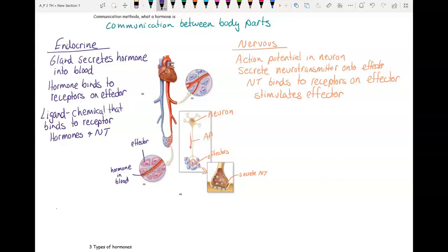Now let's look at differences between endocrine and nervous. Nervous is very fast. We're talking a fraction of a second. It's also very precise. The neuron goes to the effector cells, so only the effector receives the neurotransmitter.